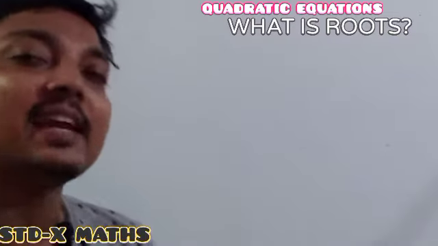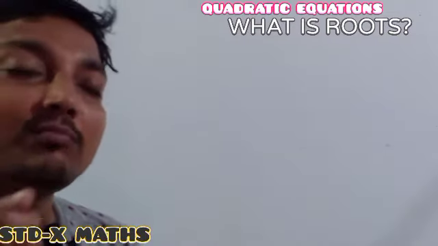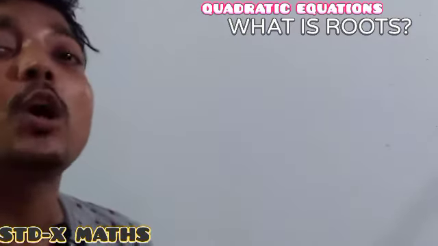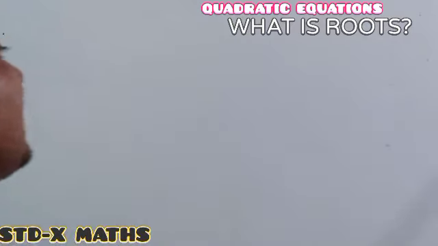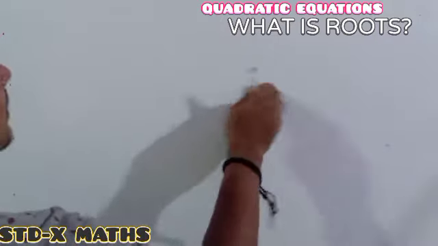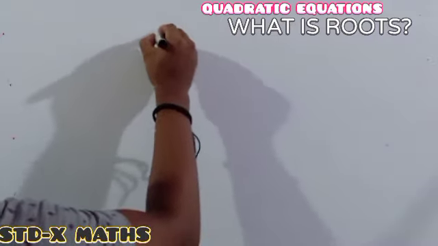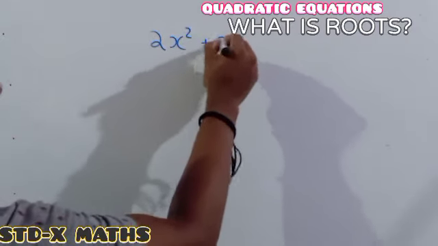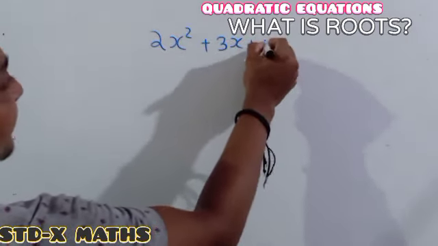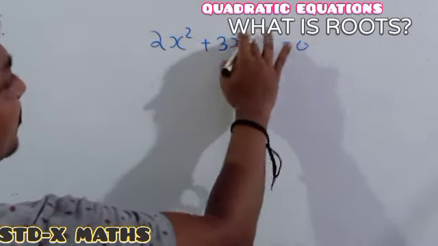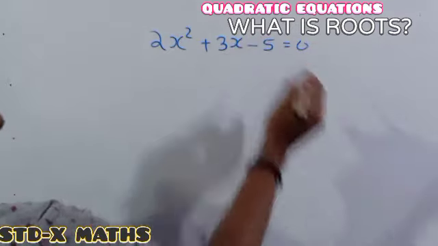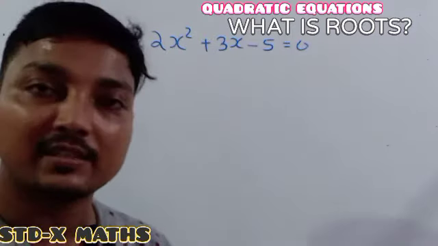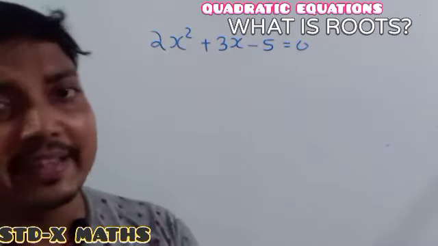Then the second step will be, whenever you get an equation that is a quadratic equation, how to find out the roots. Everyone, you just have to see how to find out the roots. Suppose one equation is given, suppose 2x square plus 3x plus 5, make it minus 5, is equal to 0. It is one of our quadratic equations.